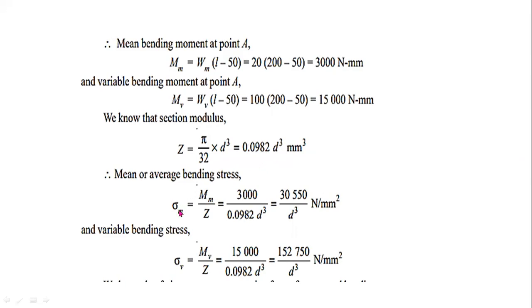For determining the mean bending stress, sigma m bending equals mean bending moment by Z, so 3000 divided by Z. This is the value for mean bending stress. In a similar way, variable bending stress equals variable bending moment by section modulus, 15,000 by 0.0982 d cube. So 152,750 by d cube is the variable bending stress. These two are the mean and variable bending stresses.